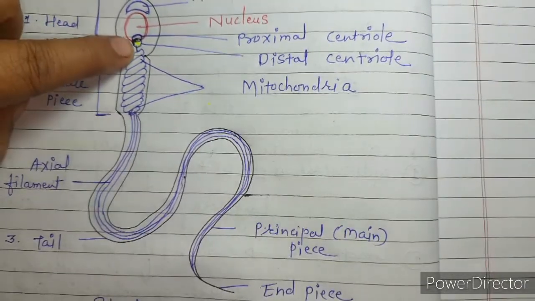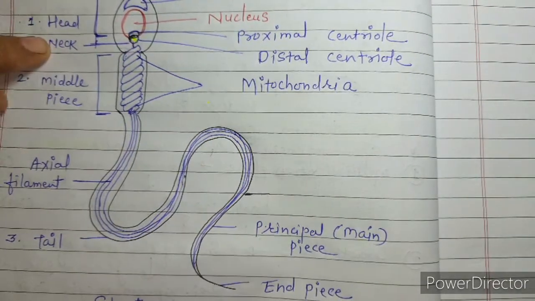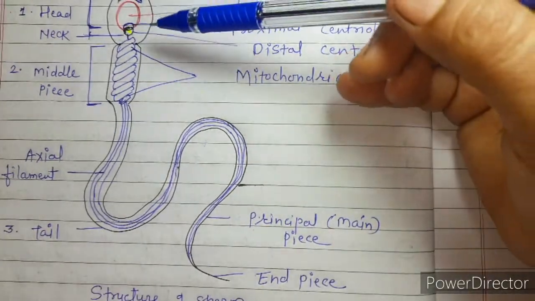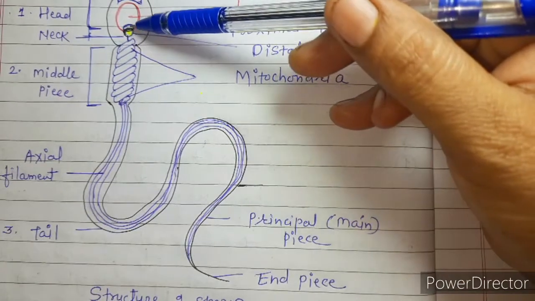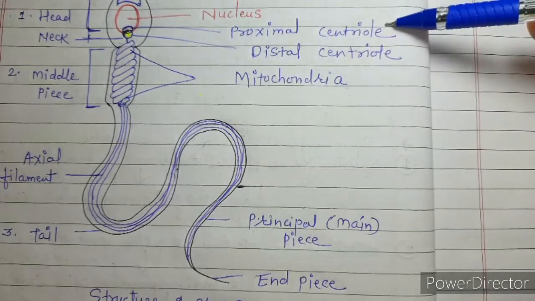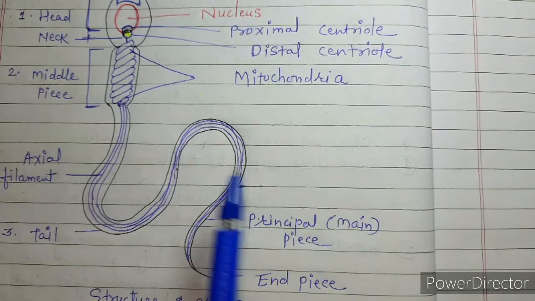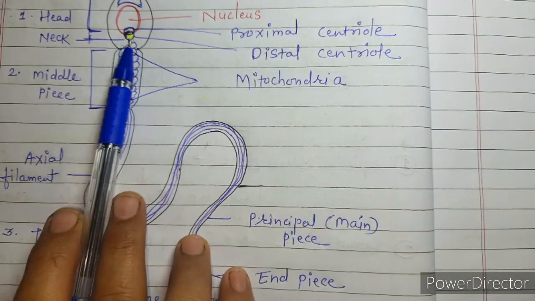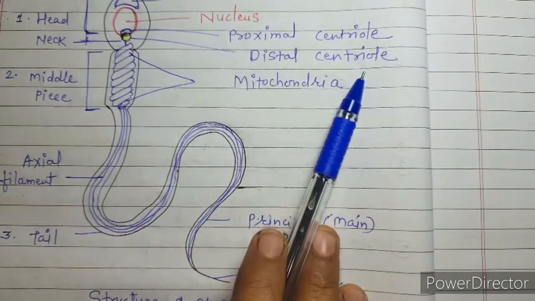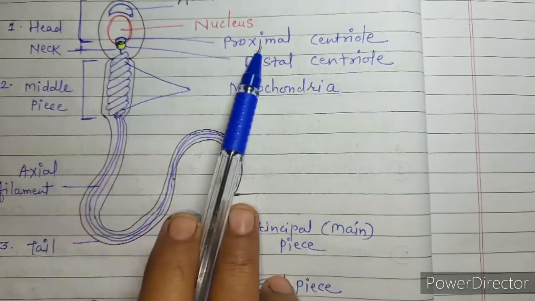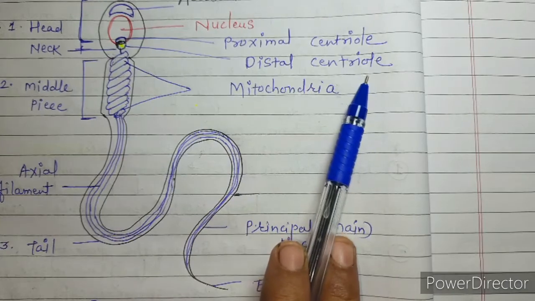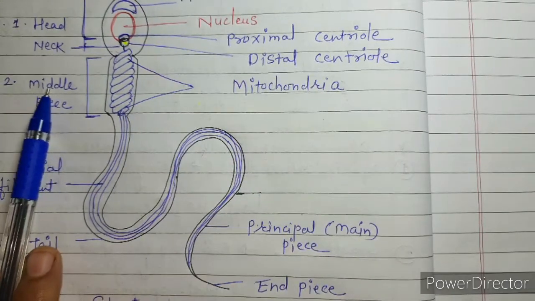Now this short region is known as the neck. The neck is very short, and it has two centrioles. See here, the one near the nucleus is called the proximal centriole. Proximal means near, and the one below it, a little farther from the nucleus, is called the distal centriole. So here in the neck region there are two centrioles, the proximal centriole and the distal centriole. Okay, now the second part is known as the middle piece.